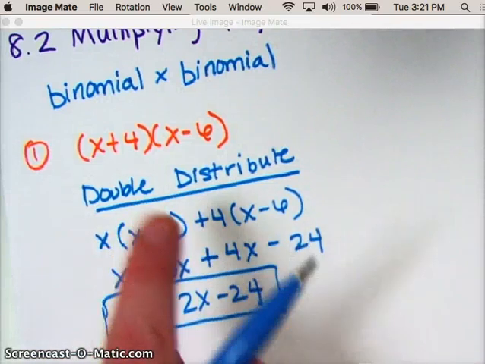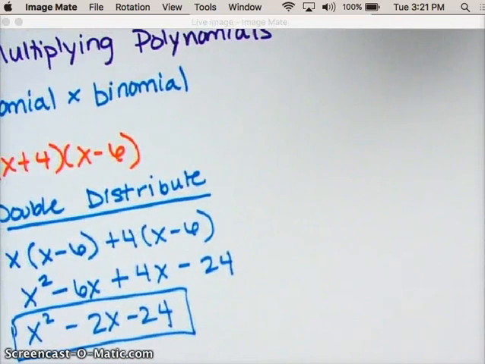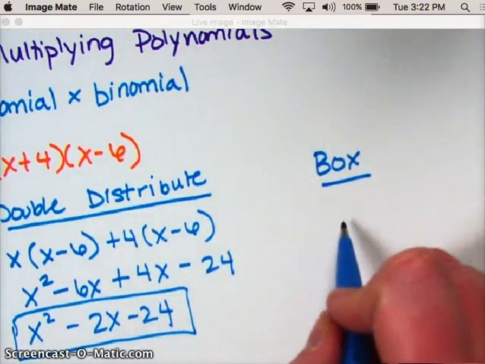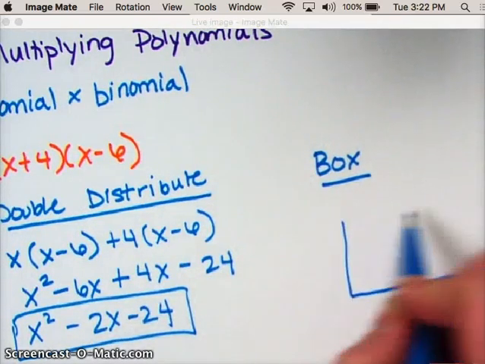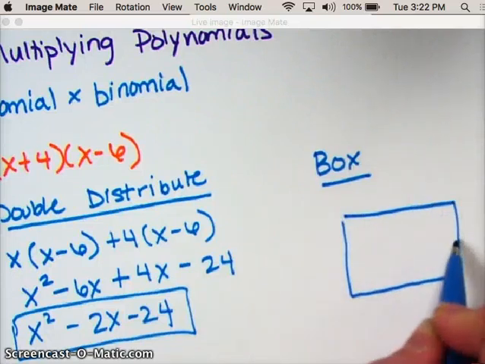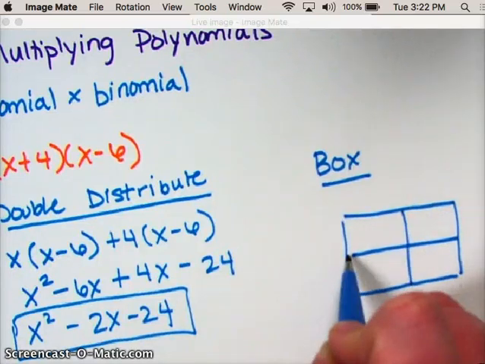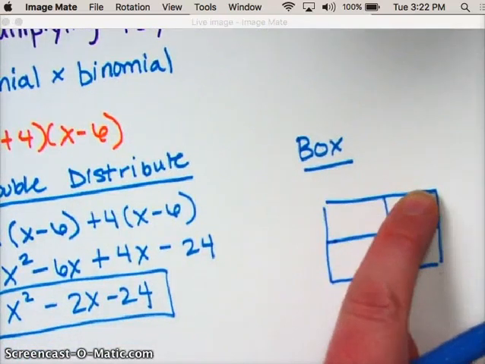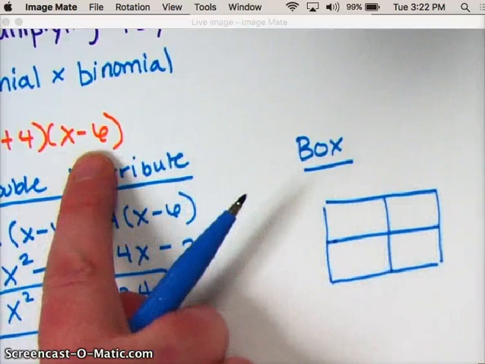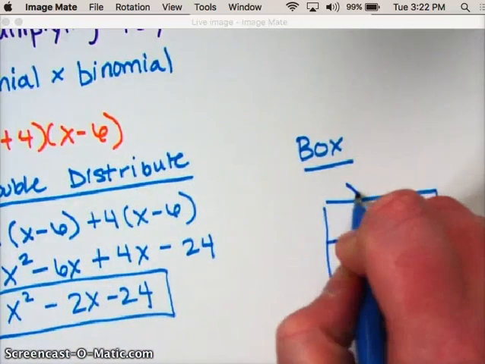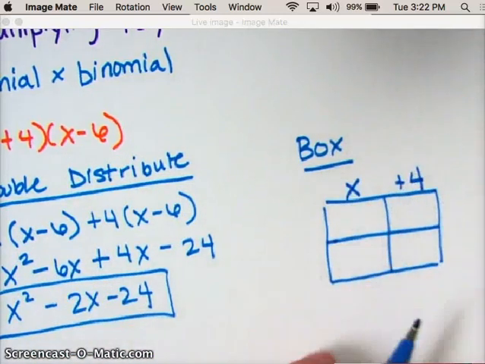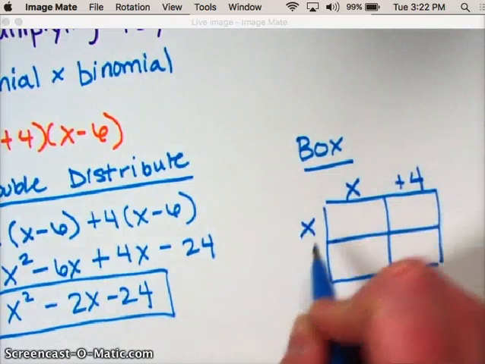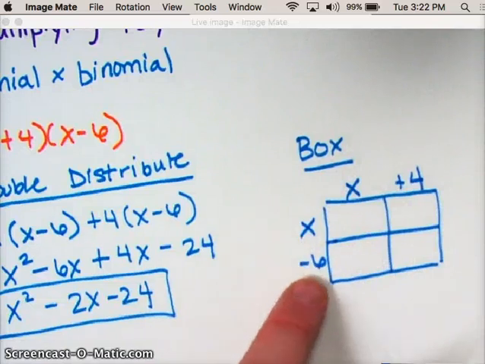Another method you can use to multiply binomials is the box method. So this is an expansion of what we did yesterday with the box method of monomials times binomials. But because it's two terms times two terms, we're going to have a two-dimensional box, two vertically and two horizontally, and that's because we have two terms times two terms. So the first binomial will represent the columns, x plus 4, and then the second binomial will represent the rows, x and negative 6.